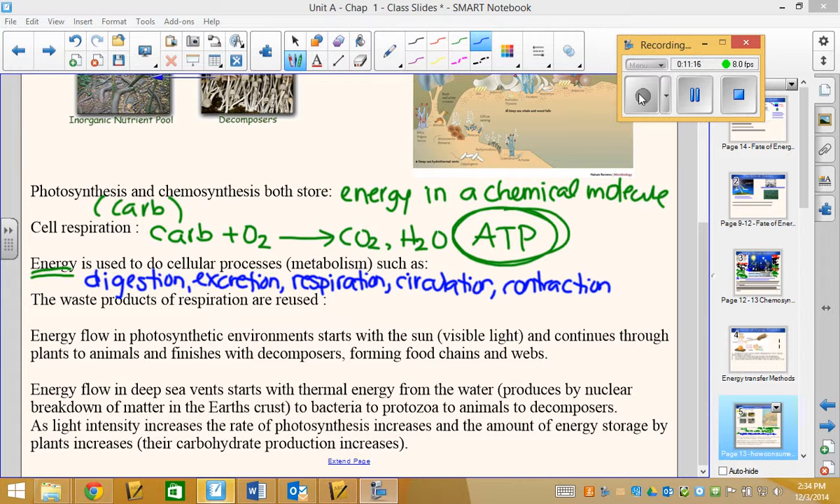Now we also know that the waste products of cellular respiration are reused as the reactants of photosynthesis. So don't forget that this is a cycle. It doesn't just end. As soon as I'm done one process, I restart the other one. And so what I told you sort of near the beginning was that I can't get rid of things. I can't get rid of energy. It doesn't go away. It simply changes what form it's in.